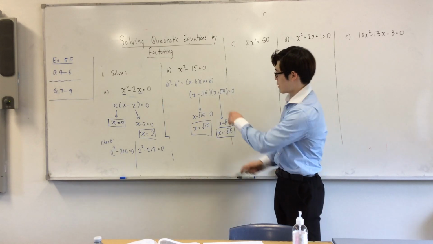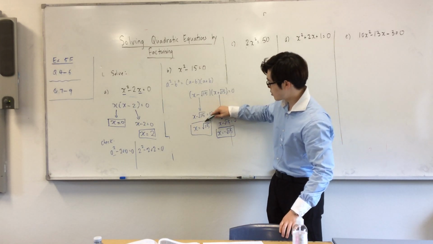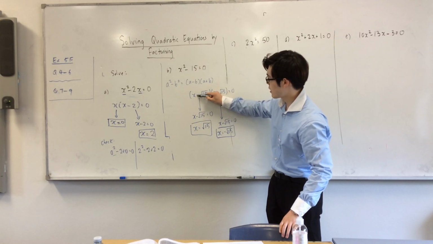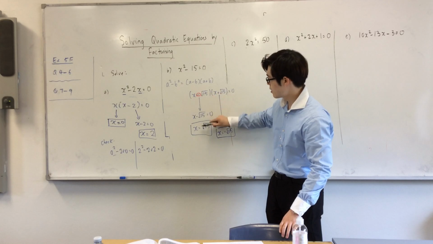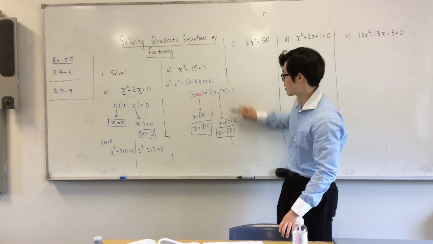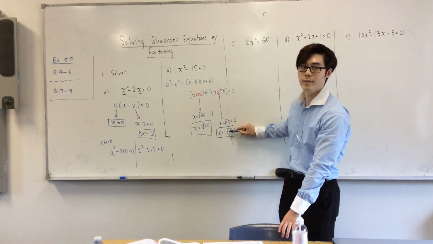Just a quick shortcut instead of writing it out separately. The answers to your solutions are basically the opposite sign of what's inside the bracket. So instead of minus root 15, the first answer is plus root 15. The second answer is just the opposite of plus, and you've got minus root 15.